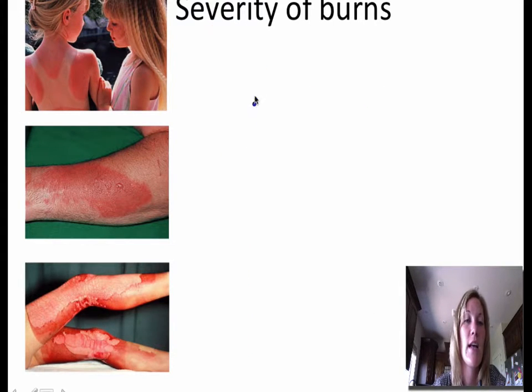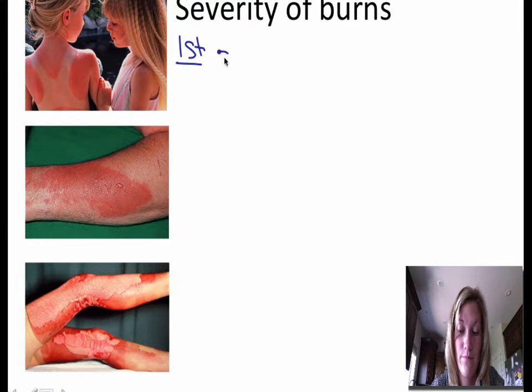Okay, so let's look at a couple different types of burn. I'm sure that you are most familiar with this one on the top, these first-degree burns. Usually first-degree burns result from a sunburn. So most of the cases, first-degree burns are going to be a sunburn. Only the epidermis is damaged.